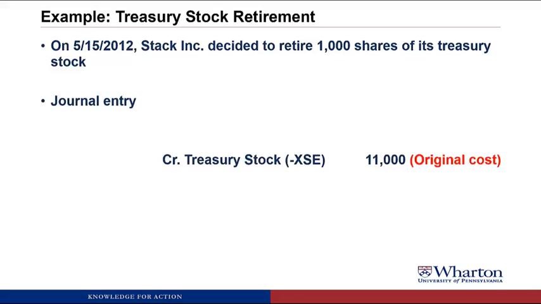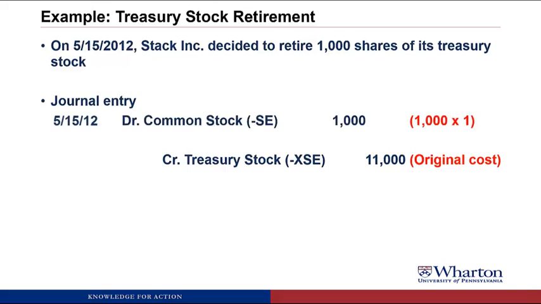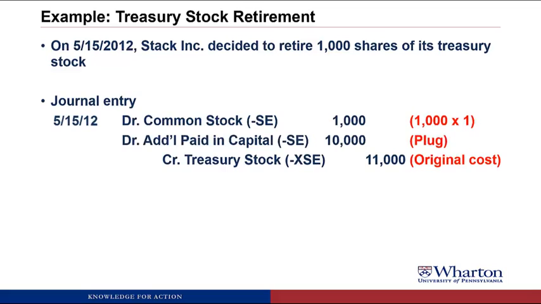So the journal entry, we'll start with the credit to treasury stock. So we're taking that 1,000 shares of treasury stock, we're taking it out of the account at its original cost, which again is the $11 times 1,000 shares. Since the shares are being retired, being destroyed, we want to get rid of the balance in common stock. So we're going to reduce that by 1,000 shares times the $1 par value. And then we'll take the rest of this out of additional paid-in capital to plug. So it's the exact opposite of issuing a share where you create common stock and create APIC. When you retire a share, you remove the common stock, you remove the APIC.